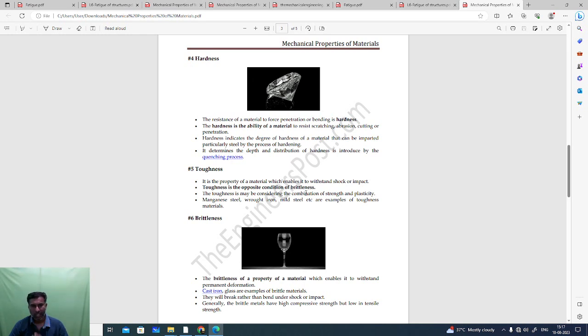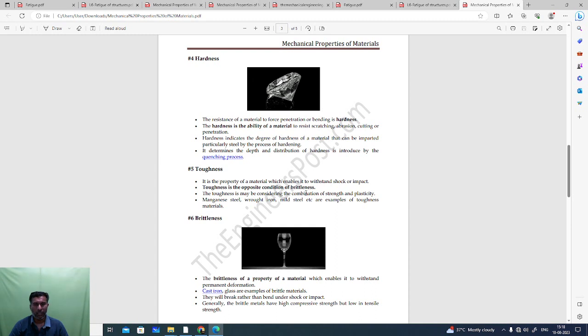Quenching is a heat treatment process. There are many heat treatment processes, such as tempering, hardening, and annealing. Quenching is one of the cooling processes. For example, diamond is a very hard material.